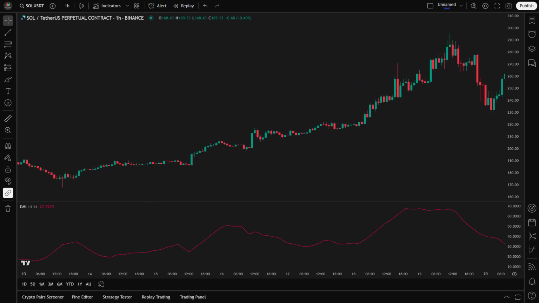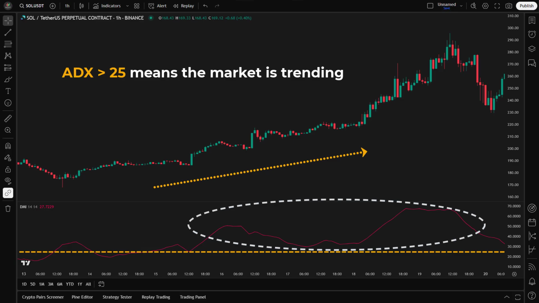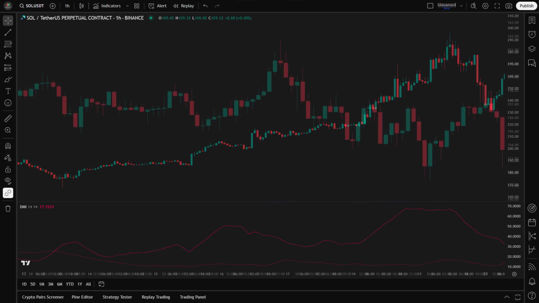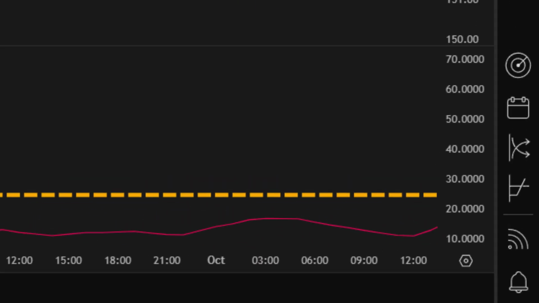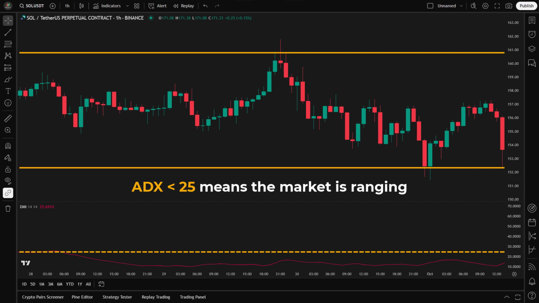Here's how to interpret what the ADX is telling us about the market. When the ADX is above 25, the trend is considered strong enough for trend-following strategies. For example, in this chart, we see the ADX line crossing above the 25 threshold, indicating the start of a strong bullish trend. When the ADX is below 25, the trend is weak or the market is ranging. In this case, traders should avoid trend-based strategies. As seen in this example, the price moves sideways within a range, showing a lack of clear direction.